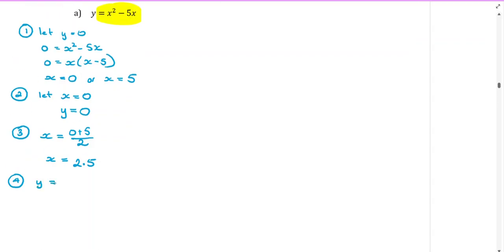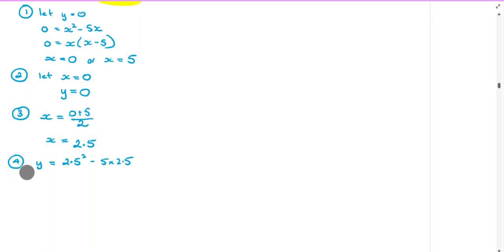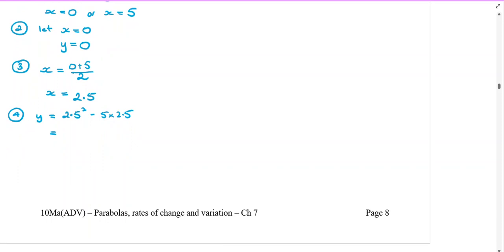Then in step 4, I want to sub that x-coordinate into my original equation, which is back up here. It's y equals 2.5 squared minus 5 times 2.5, because I want to find the y value that goes with that. That equals negative 6.25. So finally, step 5, my turning point is 2.5 for x and minus 6.25 for the y value.